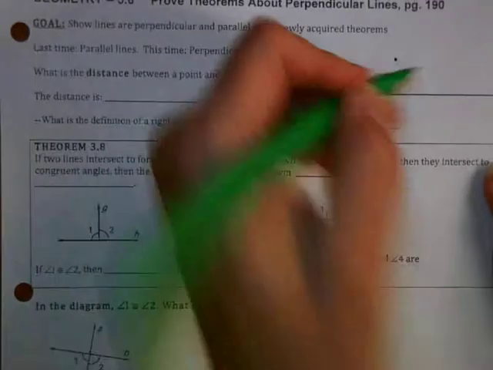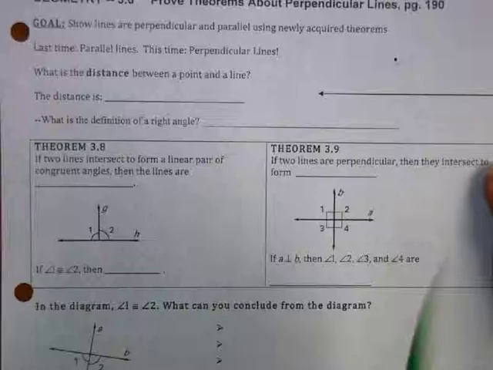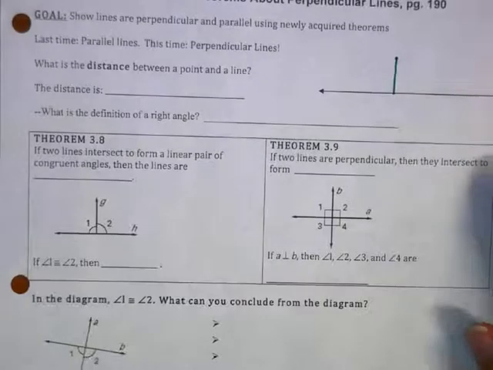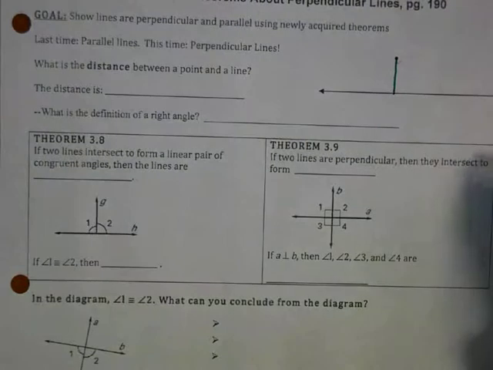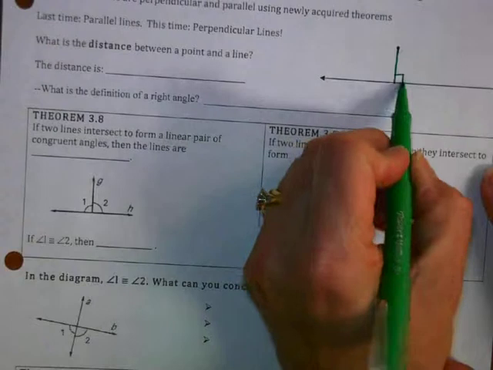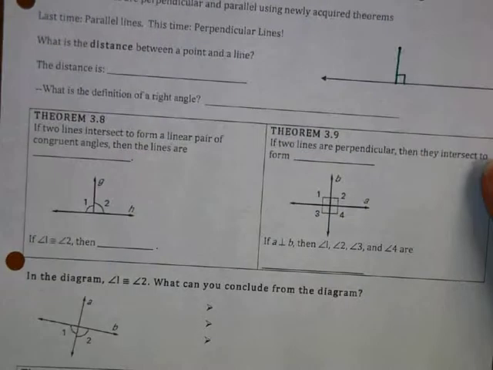So from here to here, what would be the shortest distance? How would you do that? What would be the shortest distance? It would just be straight up and down, wouldn't it? And probably the shortest distance would have to be what to this line? Perpendicular. It would have to be perpendicular.